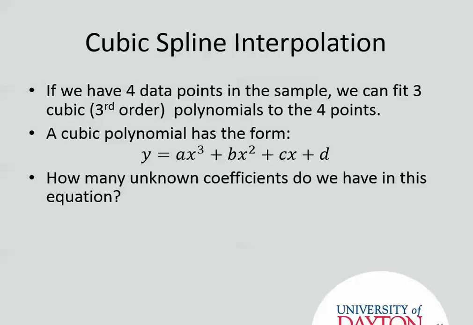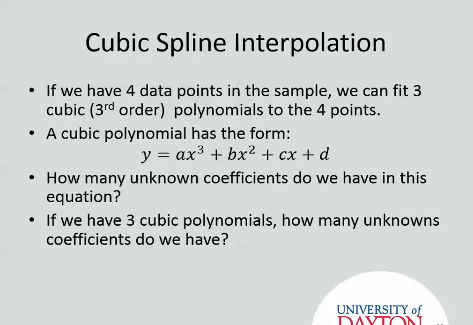So we have 4 of these. So if we have 3 cubic polynomials, how many unknowns are we going to have for our total system that we've got? 12. So we've got 3 curves that all have the same format. We're going to have 12 unknowns total.